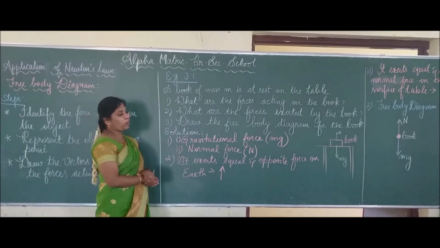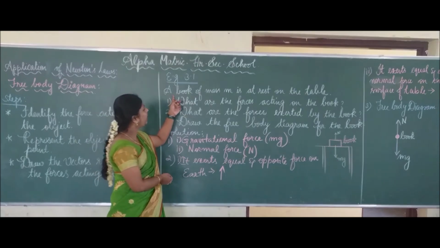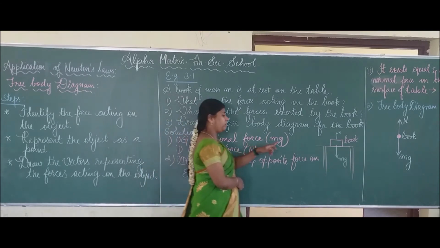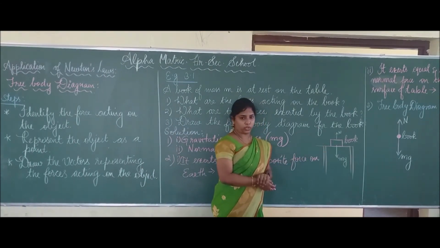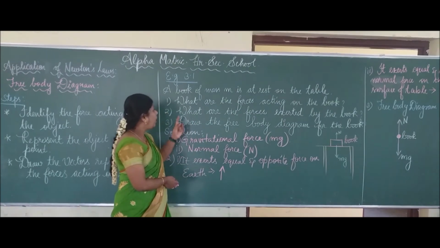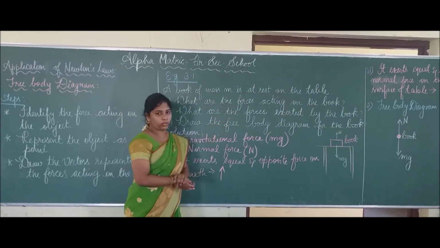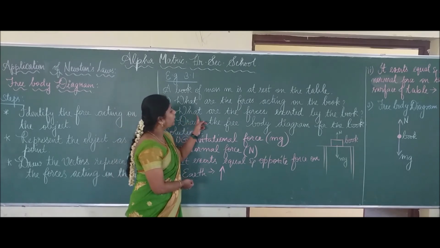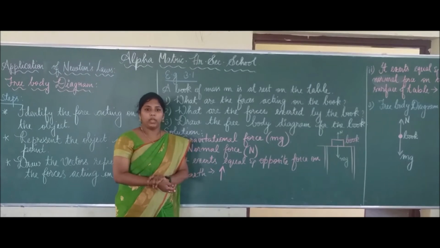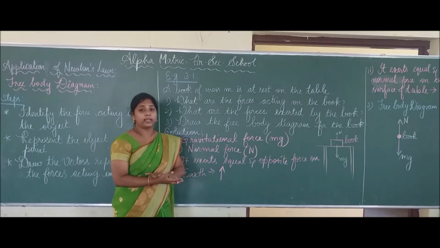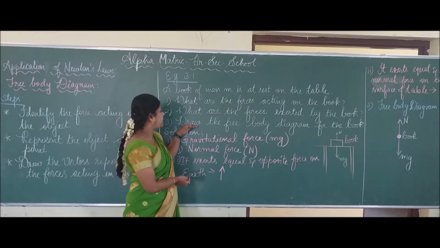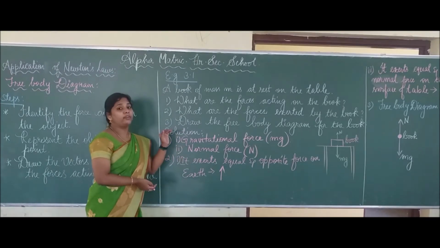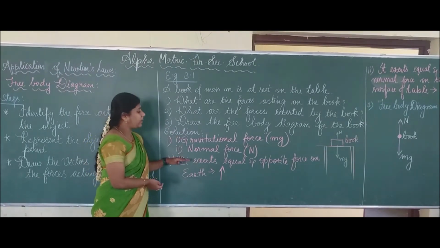Let's see what problem 3.1 gives. A book of mass m is at rest on a table. First, they ask what forces are acting on the book. Next, they ask what forces are exerted by the book. Third, they ask us to draw the free body diagram for the book. We'll consider these one by one.